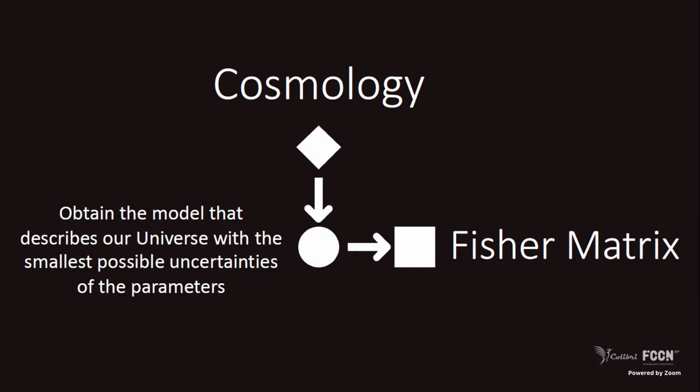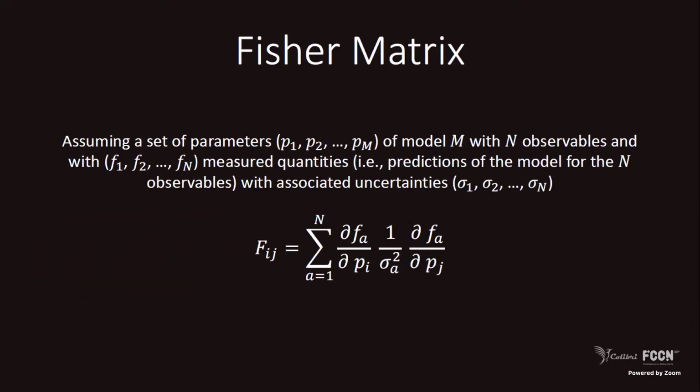But how can we work with these uncertainties in our model parameters? We have to use the Fisher matrix. And right now I can introduce you to the Fisher matrix itself. It looks like this, but it's a generic formula, and we have to assume a set of parameters, the p_i, of a model M with n observables, with f measured quantities. There are the predictions of the model for the n observables, with the associated uncertainties, the sigma_i. But this is just a mathematical formalism, right? So what can we actually gain from it?